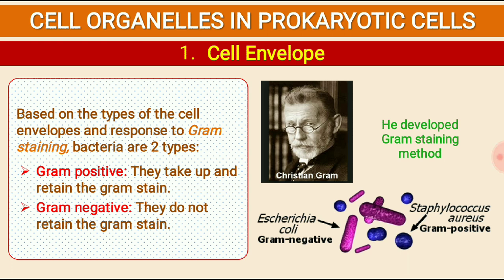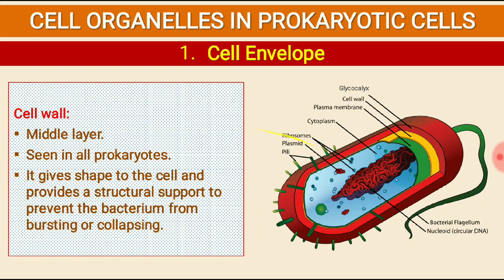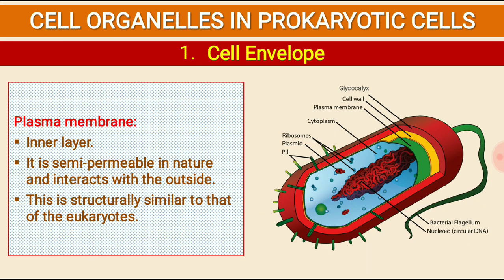Glycocalyx differs in composition and thickness among different bacteria. It could be a loose sheath called the slime layer in some, while in others it may be thick and tough, called the capsule. The cell wall determines the shape of the cell and provides a strong structural support to prevent the bacterium from bursting or collapsing. The plasma membrane is semi-permeable in nature and interacts with the outside world. This membrane is similar structurally to that of the eukaryotes.